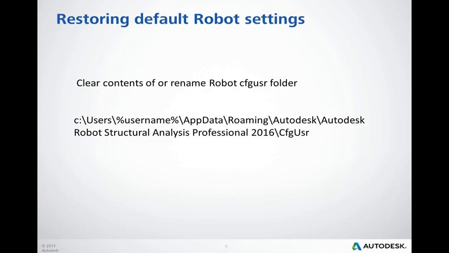Let's begin with restoring Robot defaults. Restoring defaults means that Robot will start with the same settings as used during the first start after installation. In case of unexpected behavior, or noticing settings which are not possible to be easily changed, we recommend to restore default settings by clearing or deleting all the files inside the CFG USR folder, or renaming this folder. The default path is displayed on this slide. In case of having Robot in a different version, the number 2016 should be changed to 2015 or 2014, according to the version you have installed on your machine.